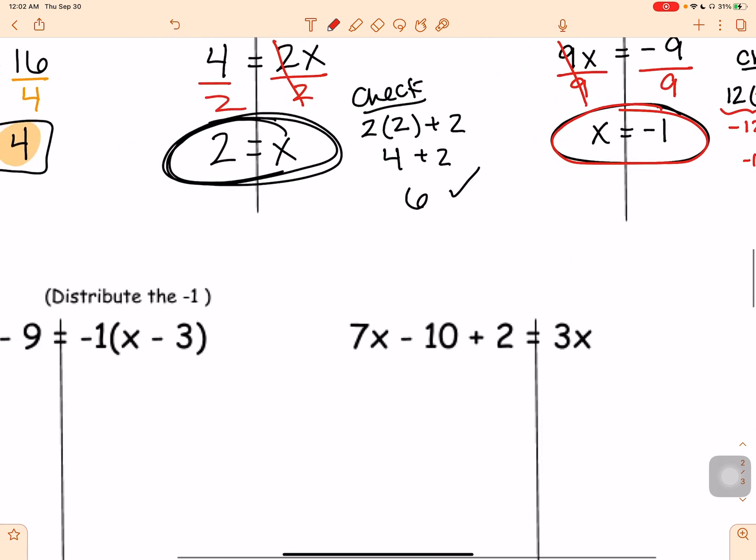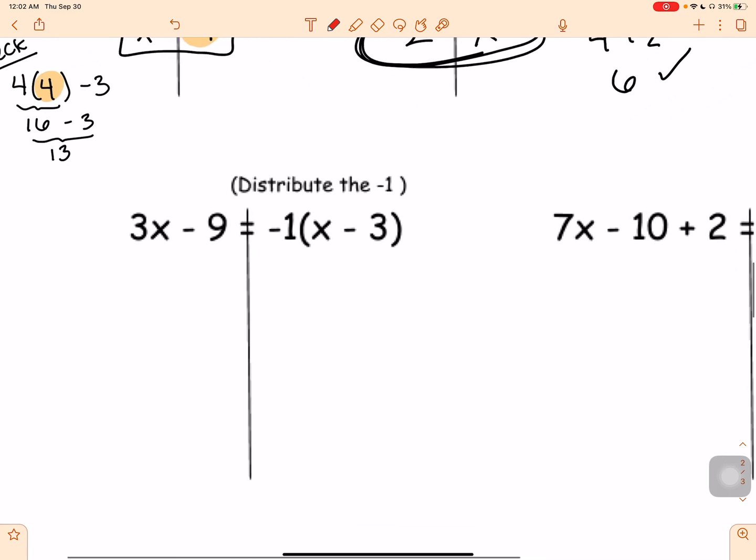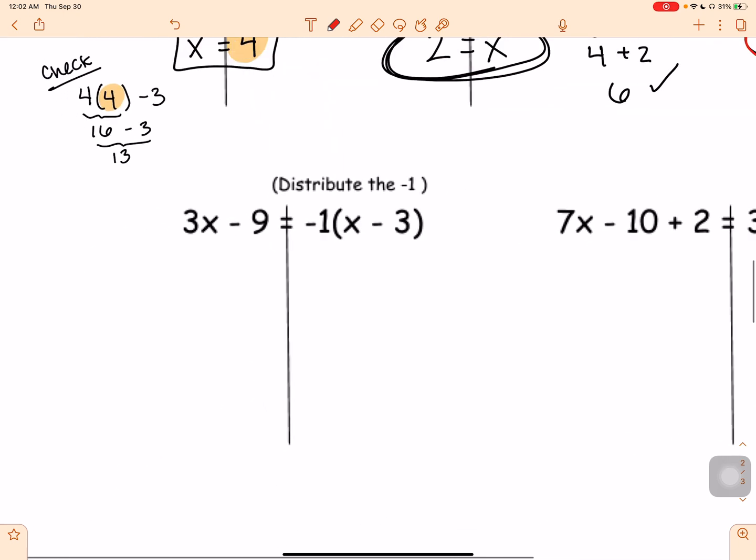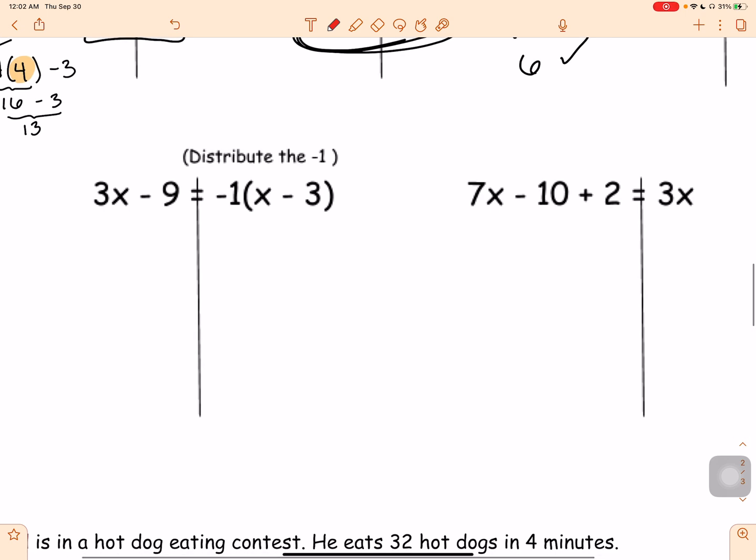Okay. All right, so I gave you guys a little hint on this one. So we have here 3x minus 9 equals negative 1 times x minus 3. We must distribute the negative 1 into the parentheses. So this is what is attached to the parentheses here. So this would be negative 1 times x is negative 1x, or just negative x, whichever you prefer. Negative 1 times negative 3 is a positive 3.